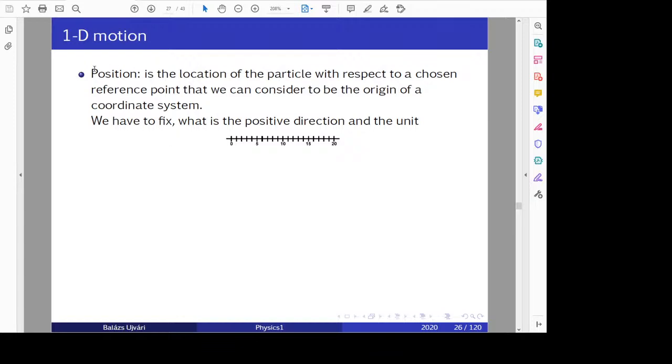So the position is the location of the particle in the coordinate system. For example, if this is my coordinate system, the origin is at 0, and this is one dimension, we have only the x-axis. If we have a point here at 5, we can say my position is 5 meters.